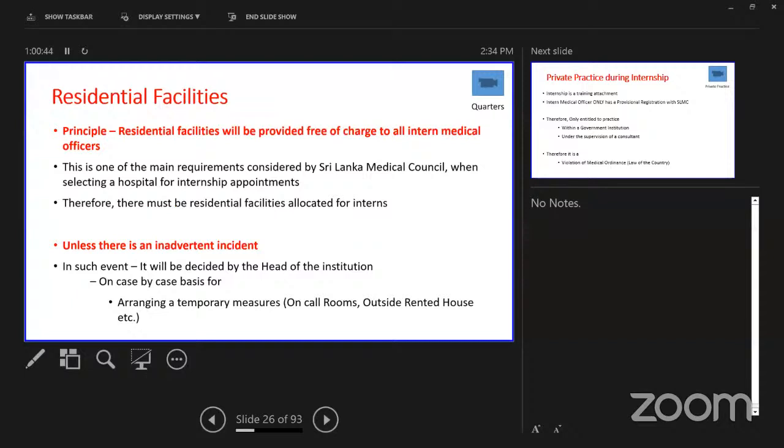The residential facilities, principal residential facilities will be provided free of charge to all intern medical officers. This is one of the main requirements considered by the Sri Lanka Medical Council when selecting a hospital for internship. Therefore, there must be residential facilities allocated for interns in any hospital, but there are inadvertent incidents. In such a case, it will be decided on a case-by-case basis by the head of the institution, who may arrange a temporary measure. I have seen a few inadvertent incidents. In that case, something will be arranged by the head of the institution. Some temporary measures will be arranged.